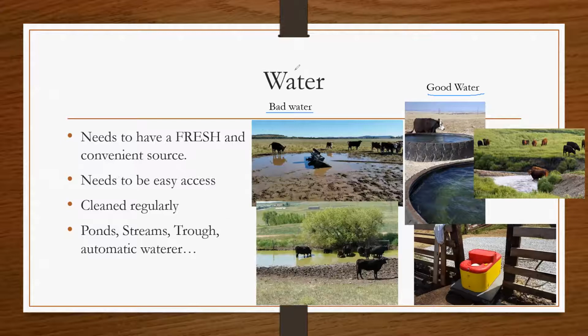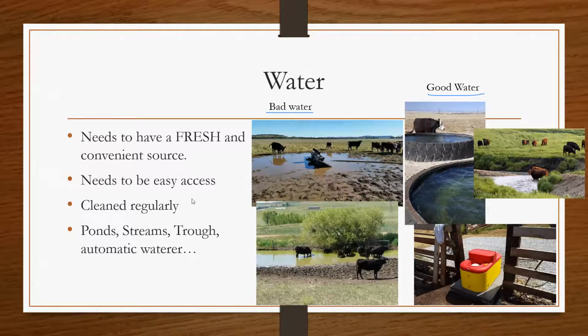It needs to be easy access. So all of these seem fairly easy access, right? None of them are down deep, like in a hole or behind a fence. They all have clear ways to get to the water. We just need for these 2 bad waters to be cleaner.